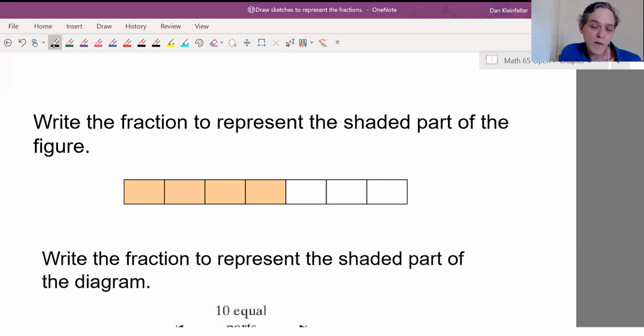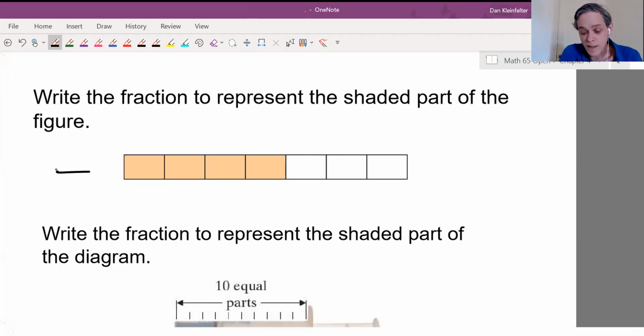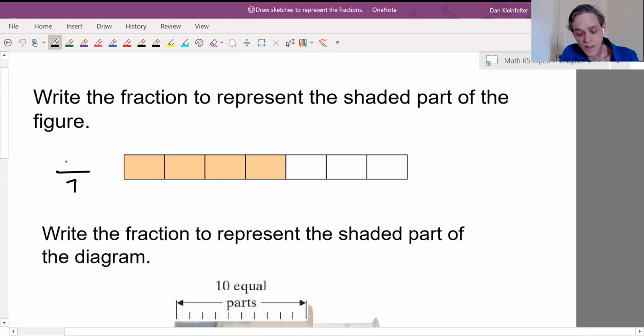All right, in the next part, we're going to be looking at making some sketches to represent fractional values. So in the first case, it says here, write the fraction to represent the shaded part of the figure. So to write a fraction, you need to know 2 things. You need to know how many parts the whole is divided into, and then how many parts we're talking about. So here, the 1 whole is the big rectangle. 1, 2, 3, 4, 5, 6, 7 parts all together. And then out of those 7 parts, it looks like 4 are shaded. So this fraction would be 4/7.